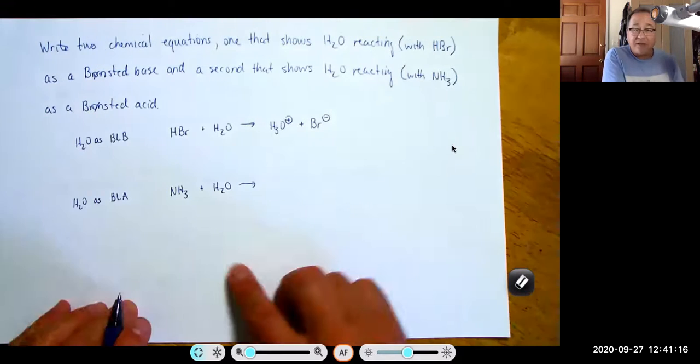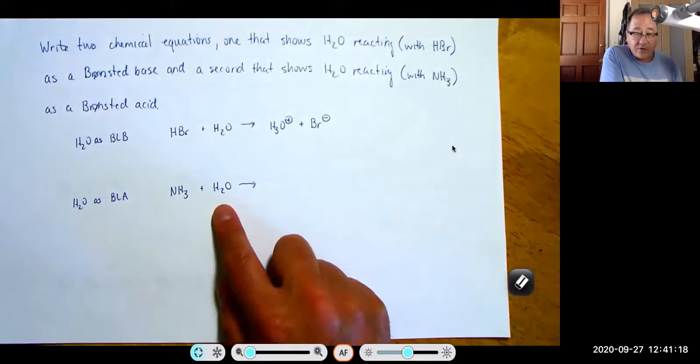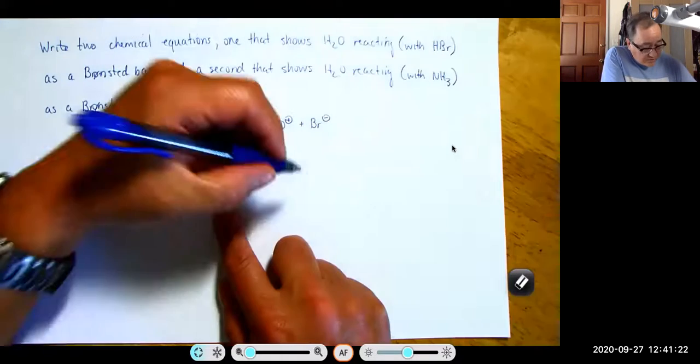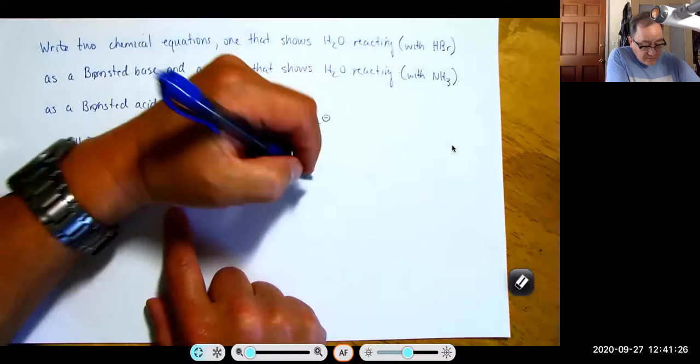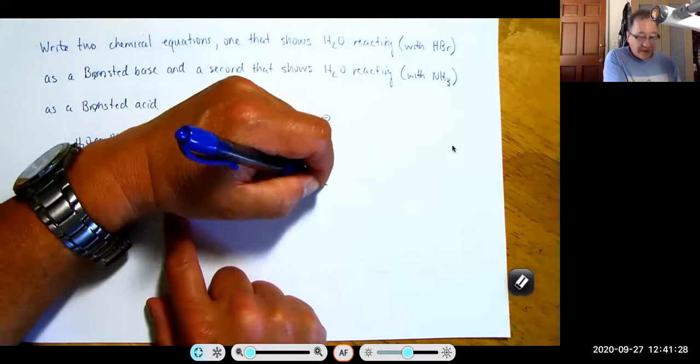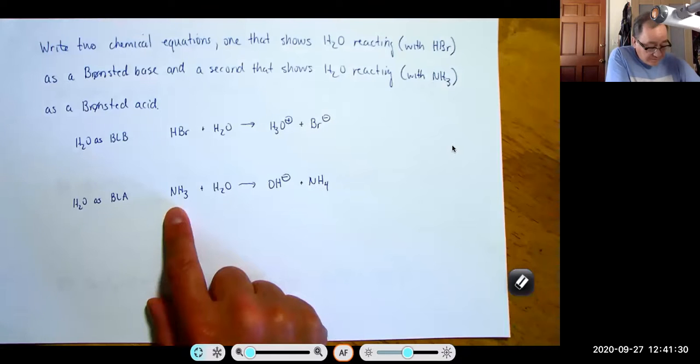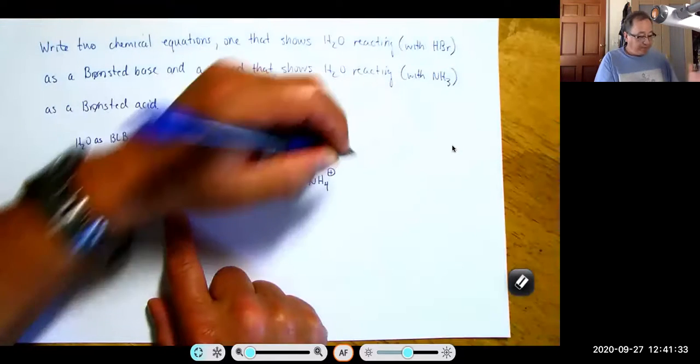Now, since this is a Bronsted-Lowry acid, it's a proton donor, so we want to draw one less hydrogen, one less charge. And here, one more hydrogen and one more charge. So there we go.